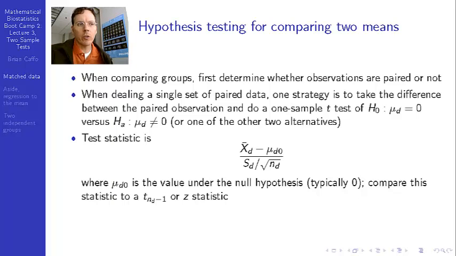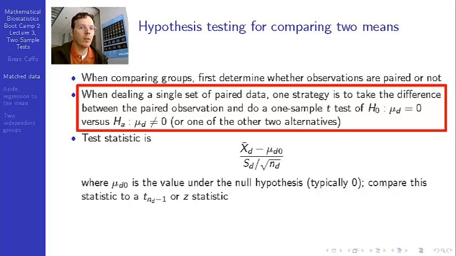Okay, so let's consider the instance where the observations are paired. This is the easy case, because then everything reduces down basically to a one-sample problem. When the observations are paired, one strategy is to take the difference between the paired observations and do a one-sample t-test of the null hypothesis that the population mean difference is 0 versus the alternative that the population mean difference is non-zero, or one of the other two alternatives. And that would be a very straightforward thing to do.